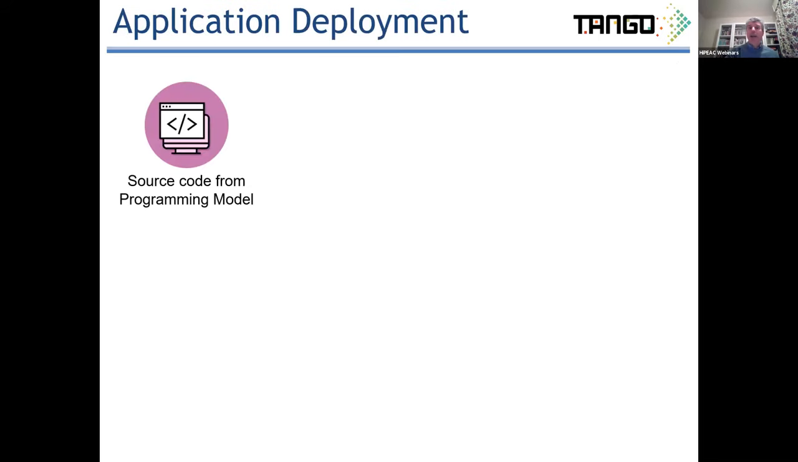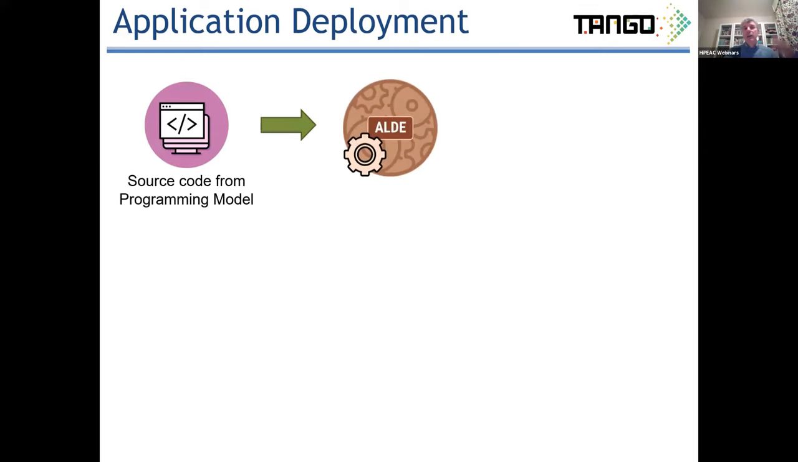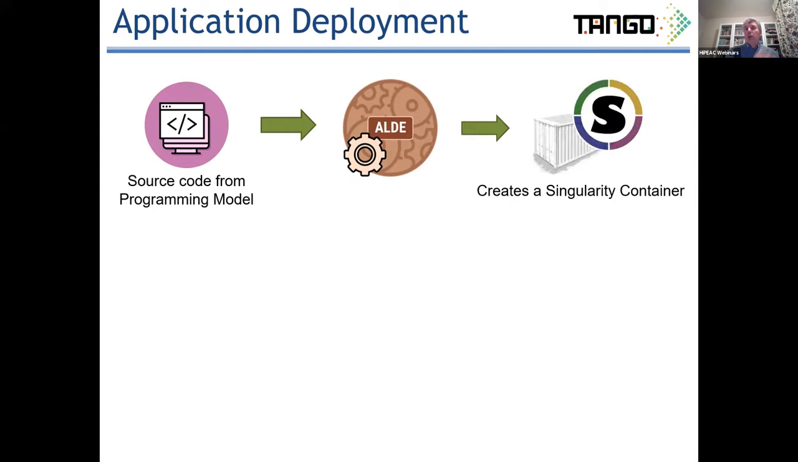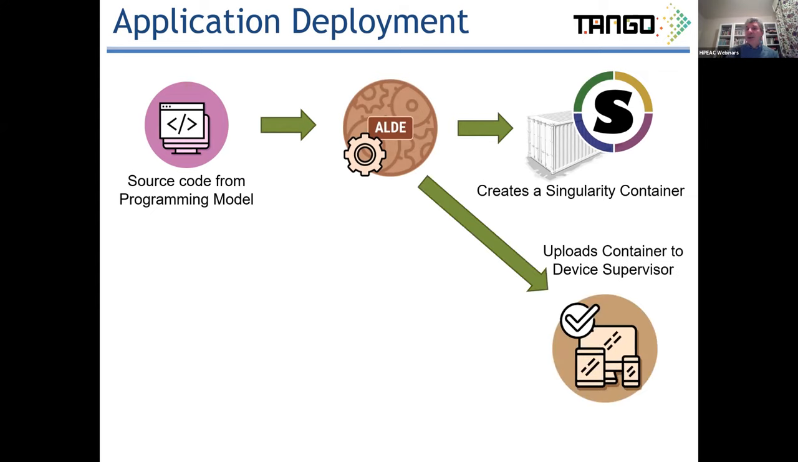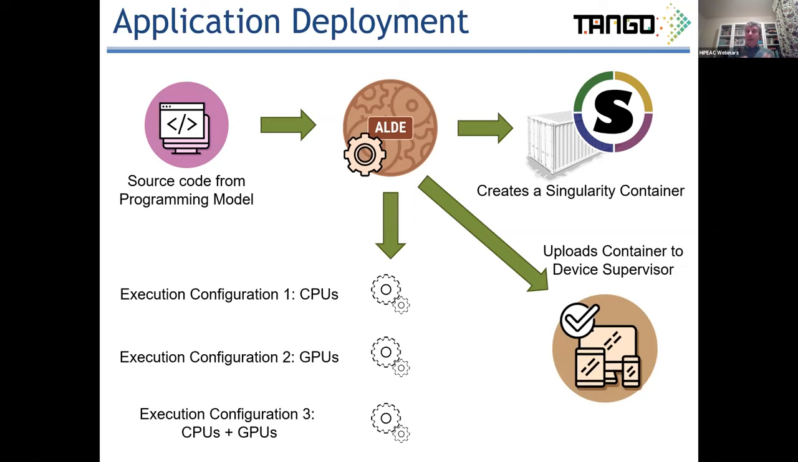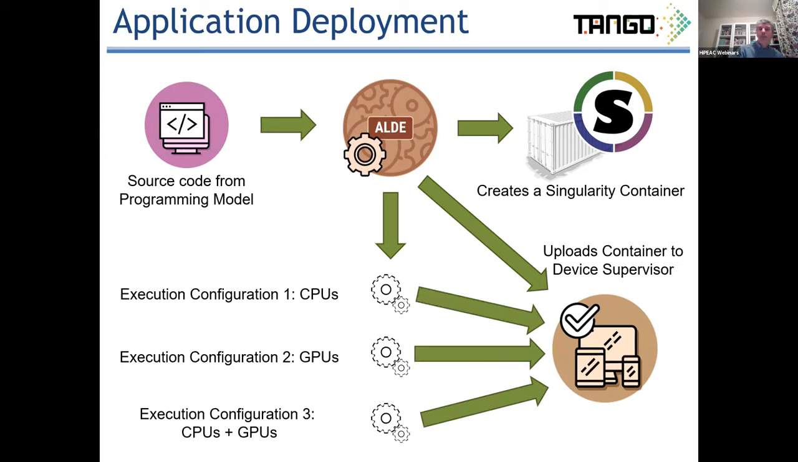Okay, so very quickly, when you think about all the tools that we have developed in the project, you can take the source code from the programming model. You could take the application deployment engine. You can create a Singularity container, for example, and then you can upload the container to the device supervisor. For example, if you are in an HPC environment, you can use Slurm. And then again, think about specifying the execution configuration, whether this could run on CPUs, GPUs, or a mix of CPUs and GPUs. Again, you let the runtime decide where to run these.